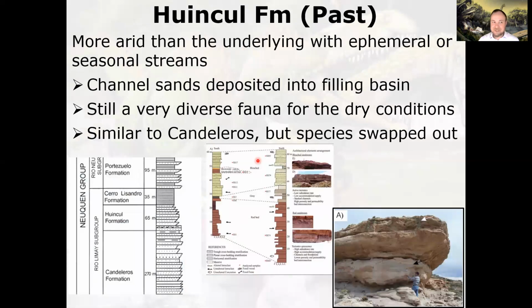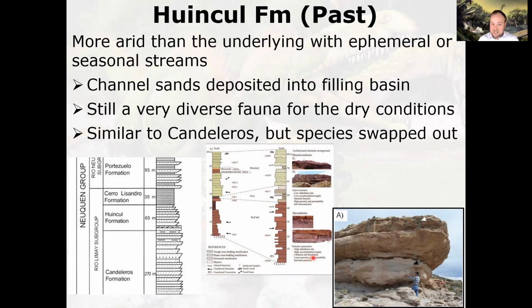Anyway, going back to the past, what it was like in the past. A little bit more arid than the underlying Candeleros. So instead of these braided mountain streams, we start seeing a little bit more ephemeral and seasonal streams where they're not always there. Maybe a little bit more flashy, so a little bit more flash flood deposits. And then initially down, we see this transition from the lower units into the higher units where we have red sands at the bottom, high subsidence rates, so the basin is dropping quickly. There's a lot of sediment going in and filling in that basin.